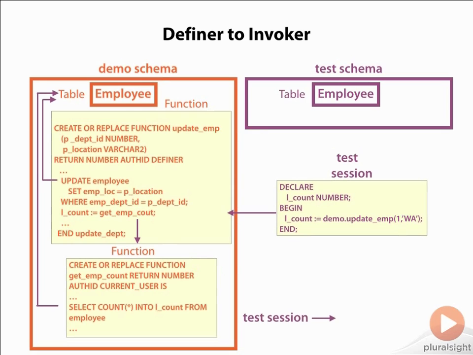So when the test session calls a definer's write program, the program will run under the privileged set of the demo user and will resolve the external references in the DML and dynamic SQL statements in the demo schema. But when the definer's write subprogram calls an invoker's write subprogram, it runs under the privileged set of the definer, which is demo, and the external references will be resolved in the demo schema.